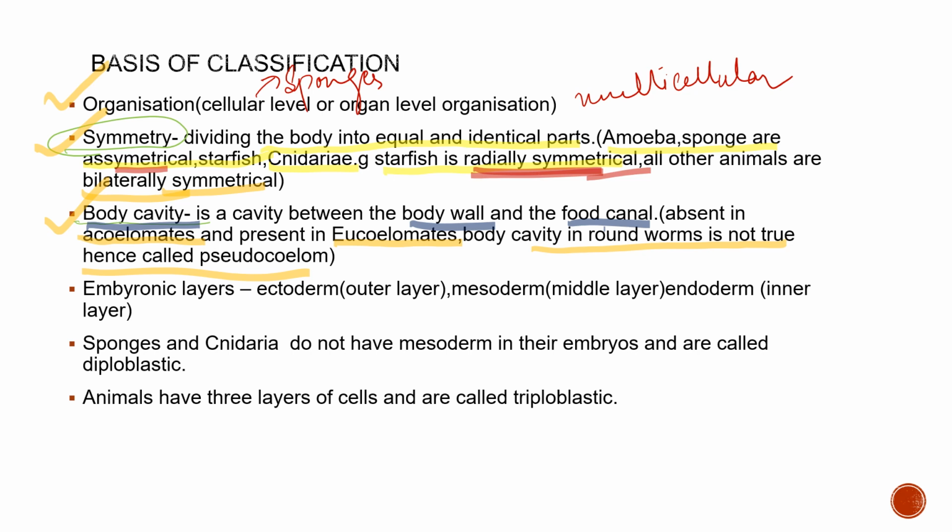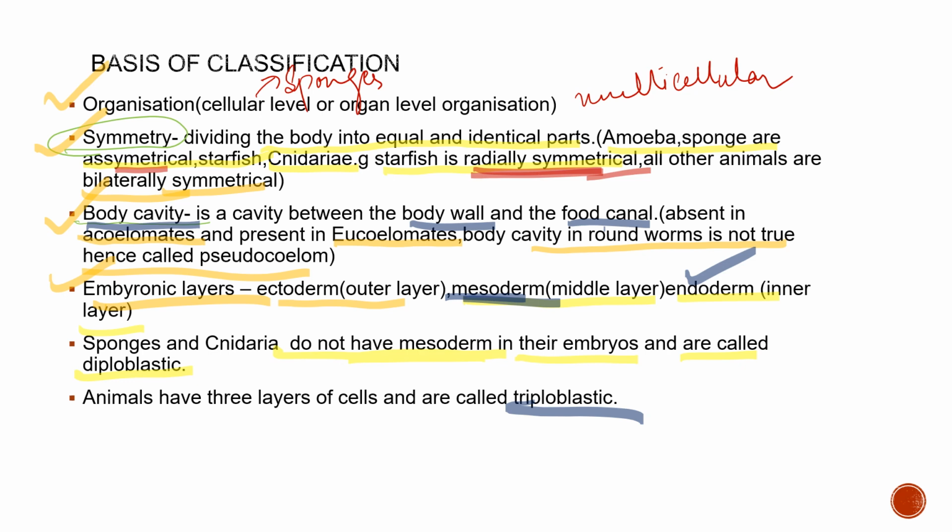Now next comes the fourth one, that is the embryonic layers. So what are these embryonic layers? The first one is the ectoderm, the next one is the mesoderm, and the third one is the endoderm layer. Now sponges and cnidaria do not have the mesoderm layer in their embryos and are called diploblastic. The animals which have all three layers are called triploblastic, and animals which have only two layers are called diploblastic. Two layers means ectoderm and endoderm. So they do not have this mesoderm layer.